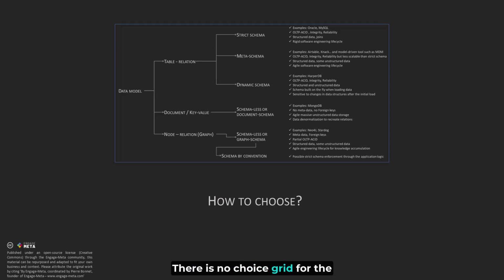There is no choice grid for the best style according to a predefined context. Each case is different. Nevertheless, the following criteria should certainly be considered: OLTP ACID needs, structured and/or unstructured data, read-only access or also update access, complexity of the links between data, stability of the data schema.